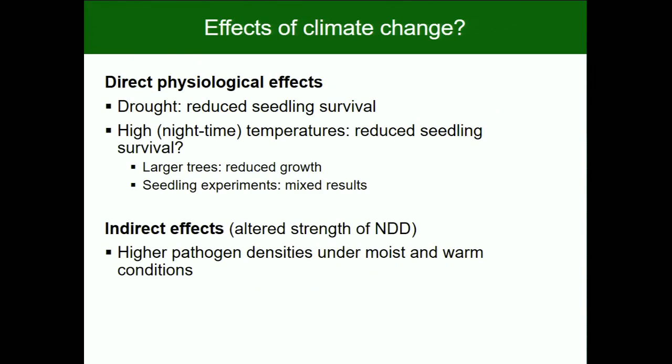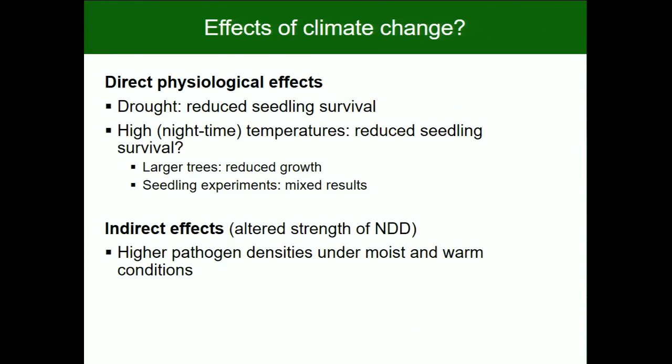For drought effects, we know from short-term experiments that, of course, low water availability will decrease survival because of direct hydraulic failure, or because seedlings keep their stomata closed, leading to carbon starvation. But the effects of temperature are less clear. There have been a few short-term experiments, basically in controlled climatic conditions, that show that tropical tree seedlings perform either better at higher temperatures, depending on species, or worse. But in the field, we do not know what is going on.